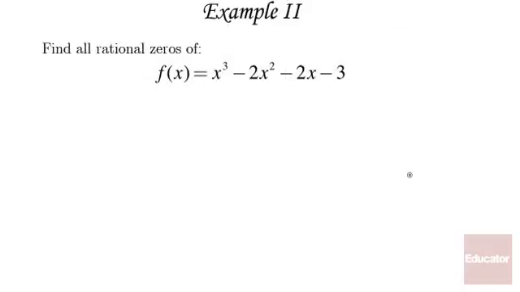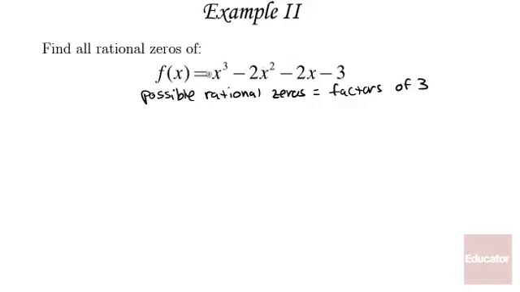Okay, in this next example, we're asked to actually find the rational zeros, not just to list the possibilities. So I'm going to need to use synthetic division. Since the leading coefficient is 1, then possible rational zeros equal the factors of 3. I don't need to worry about this. The denominator is just going to be 1. Okay, factors of 3 are 1 and 3. So my possibilities are plus or minus 1 and plus or minus 3. Now, I need to check these using synthetic division.